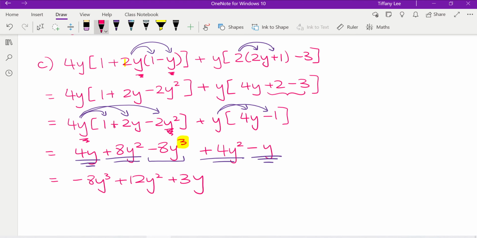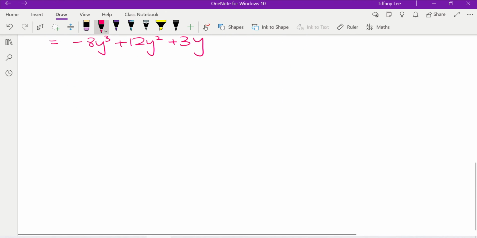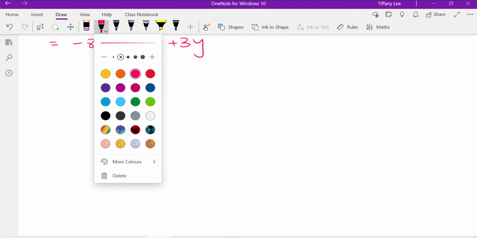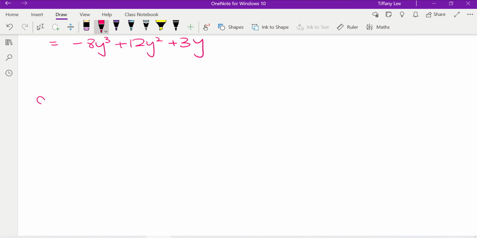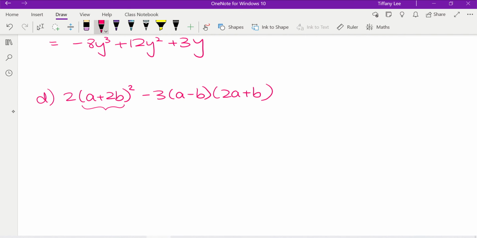Let's do one more question together on simplifying expressions. I'll write out the question first. All right, so we have this one. We have 2 times a plus 2b, and all of that to the power of 2, minus 3 times a minus b times 2a plus b.